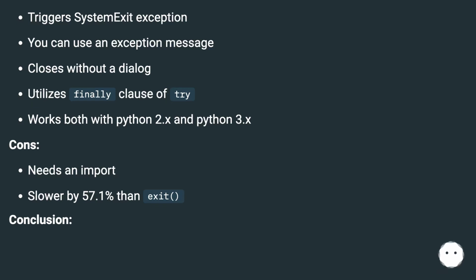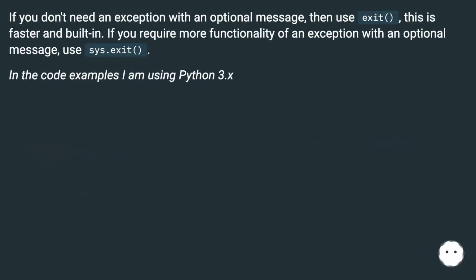Conclusion. If you don't need an exception with an optional message, then use exit. This is faster and built-in. If you require more functionality of an exception with an optional message, use sys.exit. In the code examples, I am using Python 3.x.